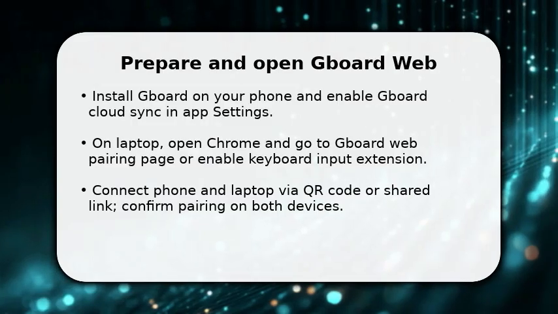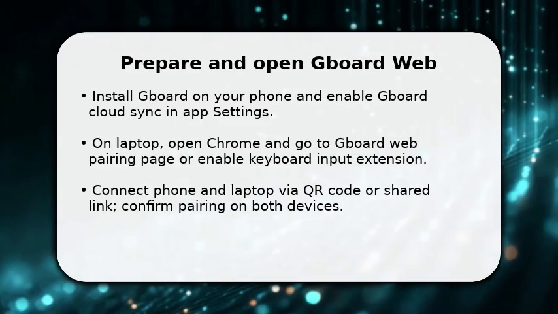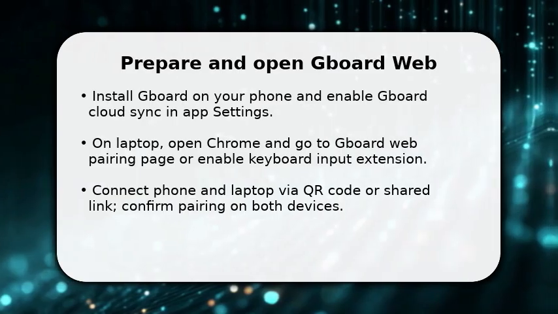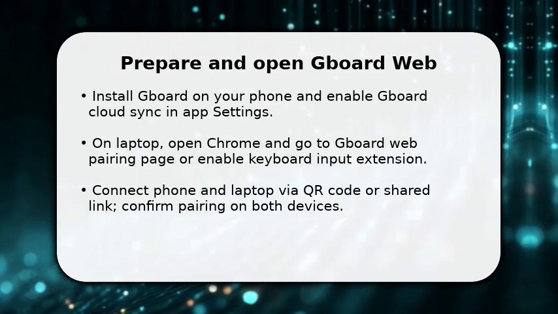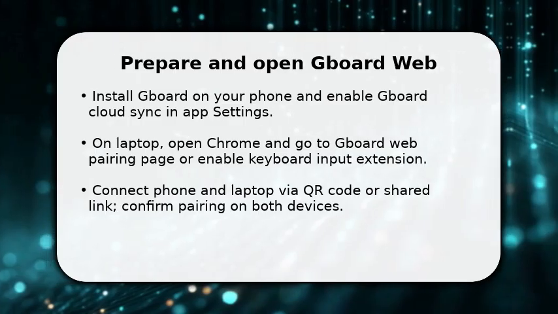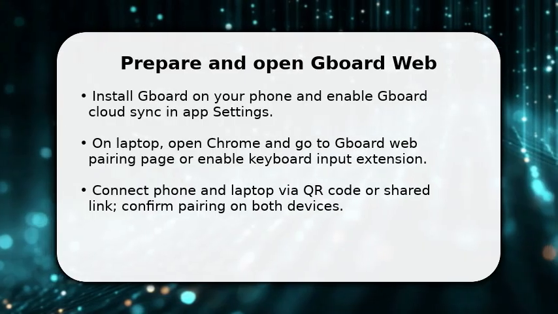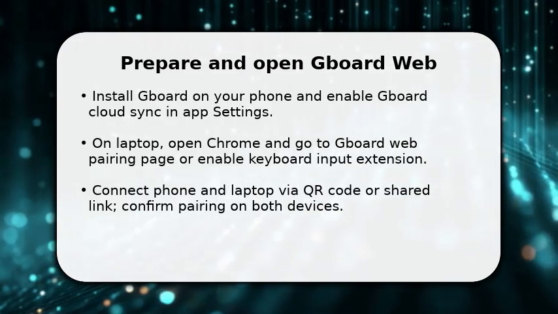You start by ensuring Gboard is active on your phone and Cloud Sync is enabled so settings travel. Next, open Chrome on your laptop and load the Gboard web or pairing interface. This creates a bridge. Scan the QR code with your phone or accept the shared link. This establishes a secure session.